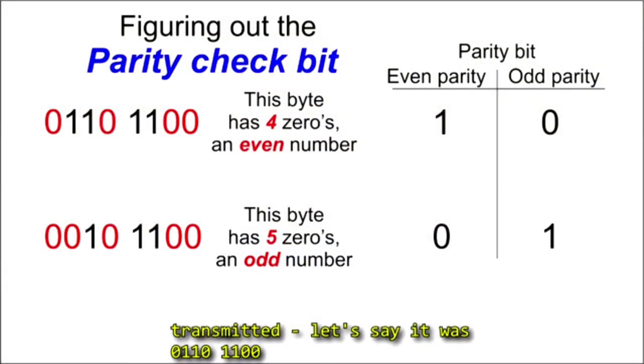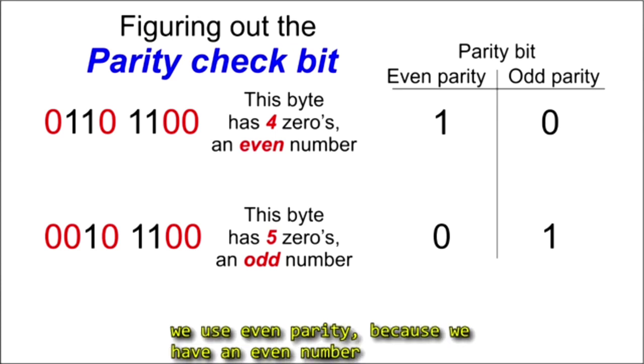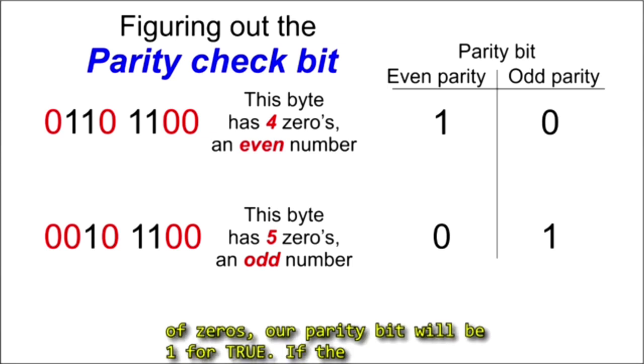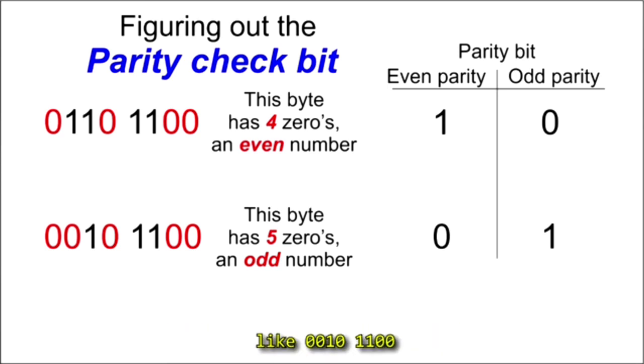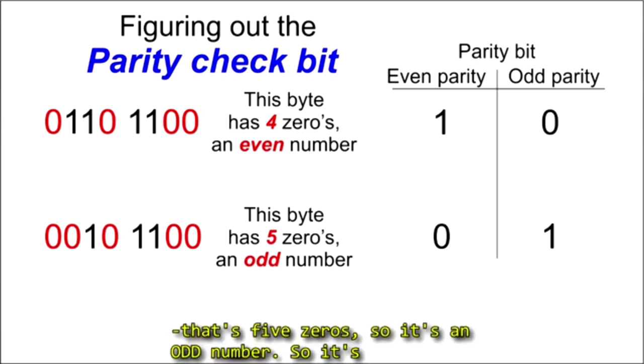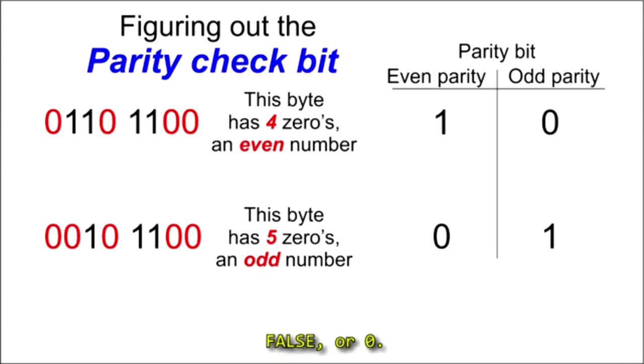Let's say it was 0110 1100. We have 4 zeros, which is an even number. So now if we use even parity, because we have an even number of zeros, our parity bit will be 1 or true. If the number we transmitted had an odd number of zeros, like 0010 1100, that's 5 zeros, so it's an odd number. So it's not an even number. So even parity would be false or a 0.